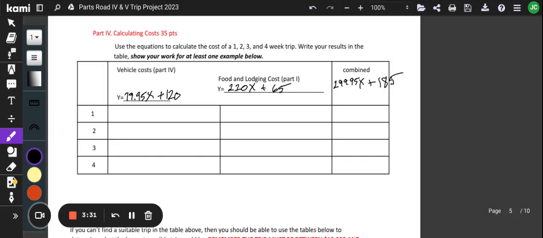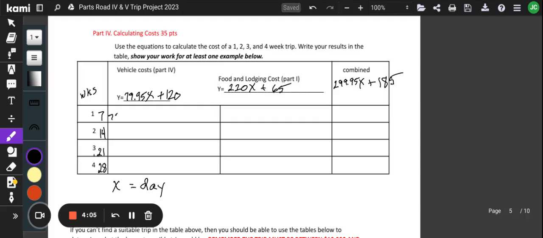Now, remember that the x stands for days, right? X is the number of days. Now over here, this is weeks on the left side. So we need to change that to days, right? So 7, 14, 21, 28. All right. So I'm changing to days. And now I'm going to pop in these.